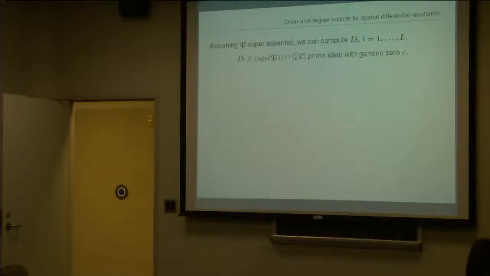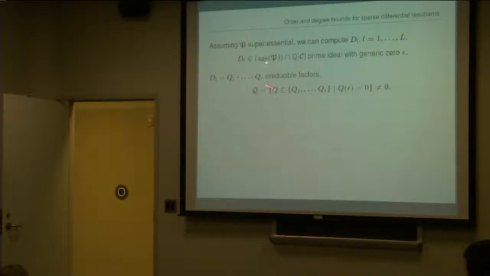So what happens if we use these polynomials DL to see what the order and degree bounds are? Let's assume that this generic system is super essential, so that we have the appropriate size of the matrices to compute the determinant DL. And this DL factors, and let's call Q the irreducible factors.